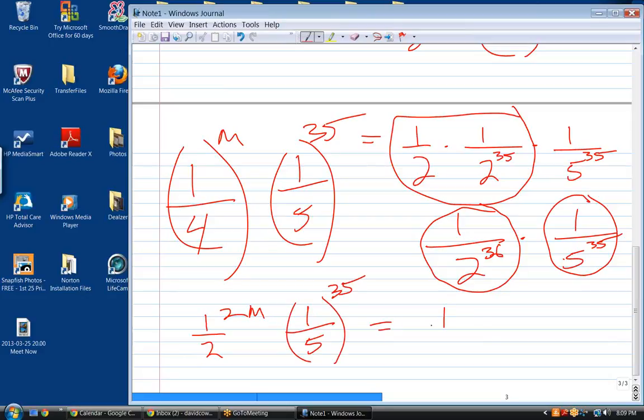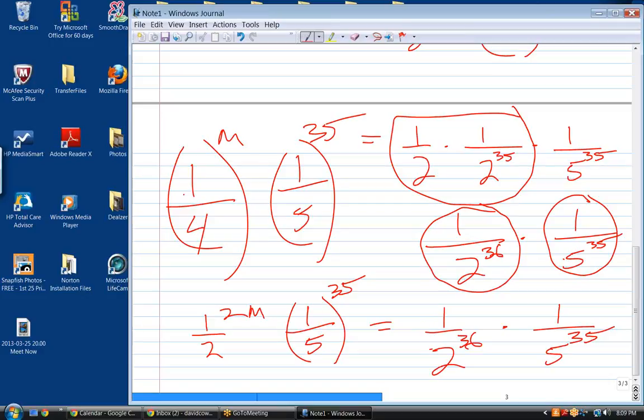If this is equal to this, then what is m? M is 18. Yes, exactly.